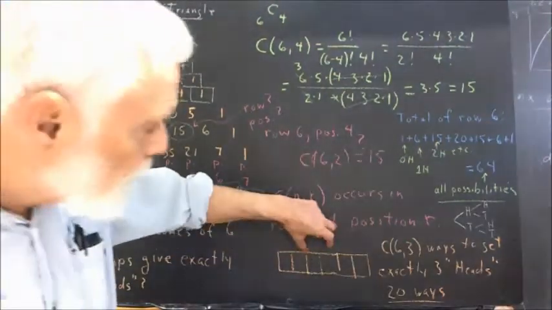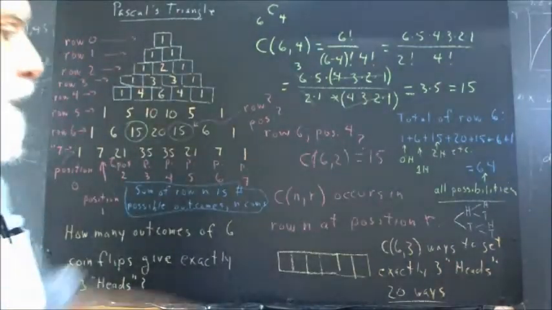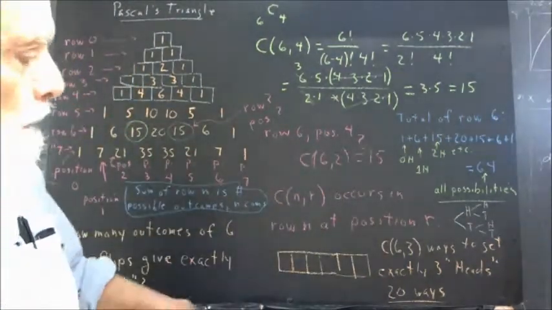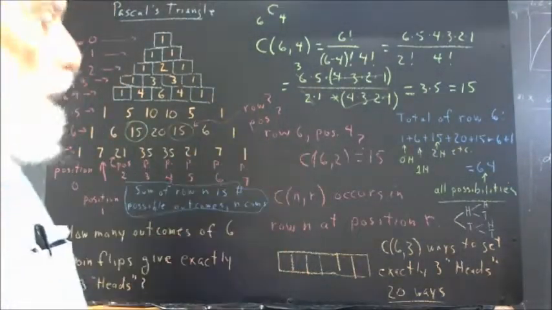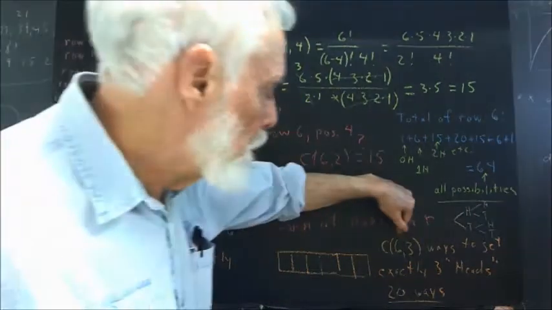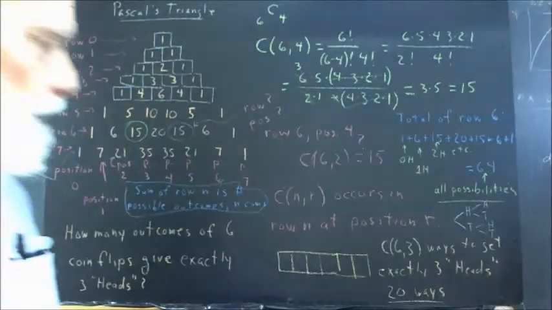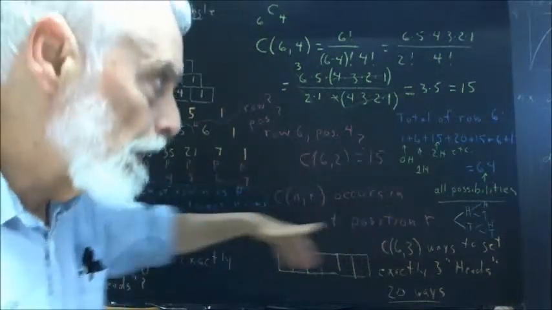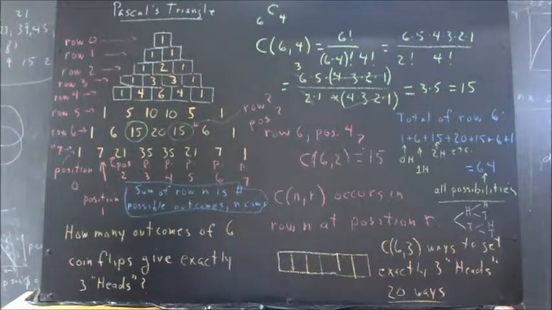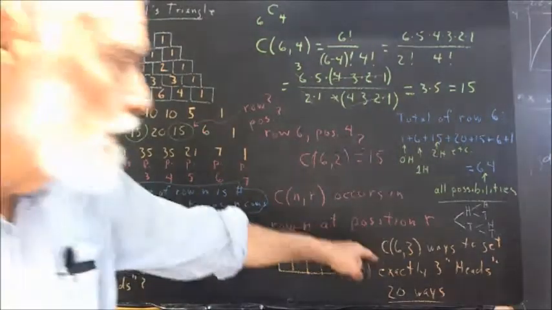So we're choosing 3 positions out of 6. Choosing 3 positions out of 6 can be done without regard for order. We don't care which head comes first, but choosing 3 heads out of 6, there's 3 positions out of 6 in which to put the heads, understanding, of course, that we're going to put tails in the remaining positions. We see there are C of 6, 3 ways to do that. C of 6, 3 is what?